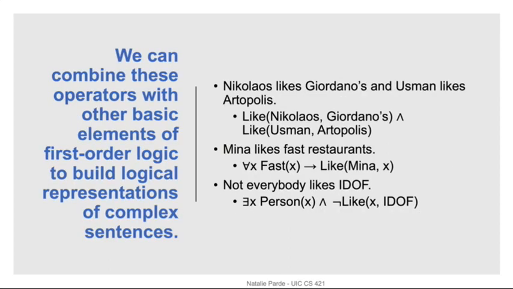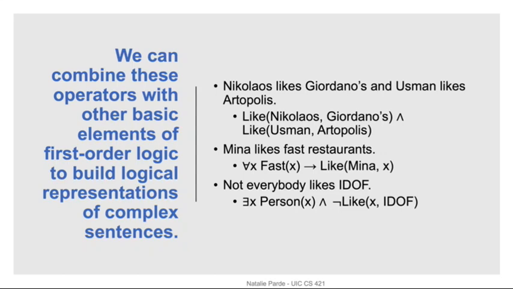This brings us back to the example from the previous video, where we had some complex sentences like what you see on the right here, and weren't sure how to represent them. In first-order logic, we can represent complex sentences by combining basic elements using connectives and other operators. So to convert the sentence, Nicholas likes Giordano's and Usman likes Artopoulos, to first-order logic, we could take the predicate Nicholas likes Giordano's and the predicate Usman likes Artopoulos and join them with the and connective.